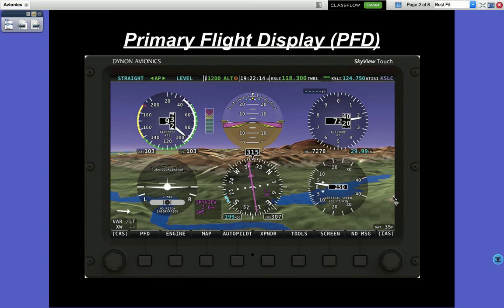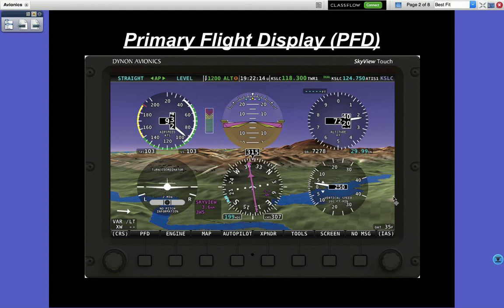Now, in a lot of different types of aircraft, you will have a second display on the side of the co-pilot or on the passenger side, and this is called the multifunction display. However, with the Dynon Avionics Skyview Touch, both of the displays will actually function the same way. So you're not going to notice a difference. However, you can pull up different information.